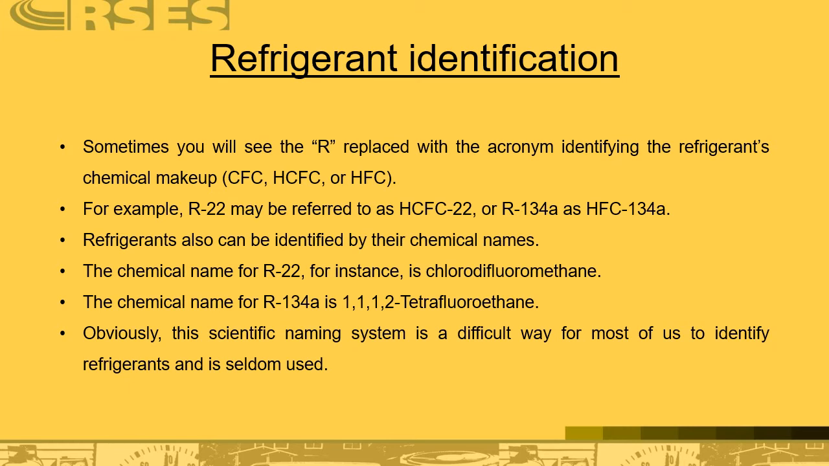Refrigerants can also be identified by their chemical names. The chemical name for R22, as an example, is dichlorofluoromethane. The chemical name for R134A is 1,1,1,2-tetrafluoroethane. Obviously, the scientific naming system is a difficult way for most of us to identify refrigerants, and it's very seldom used.